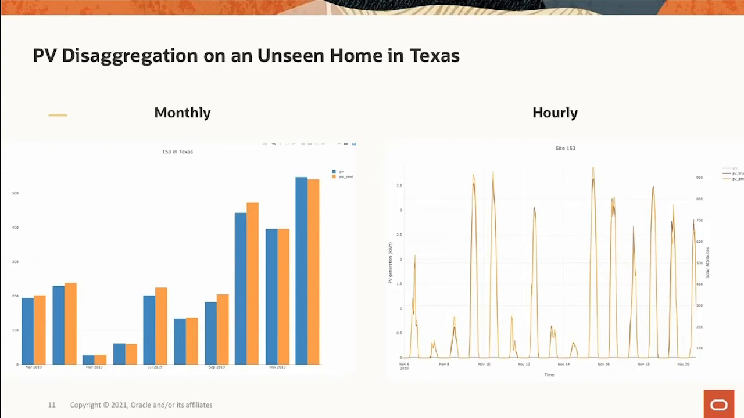On your right, you can find hourly level insights for several days in November 2019. At this level, solar generation estimates are remarkably close to true generation values. In both cases that I shared, our solar models achieve remarkably high accuracies.